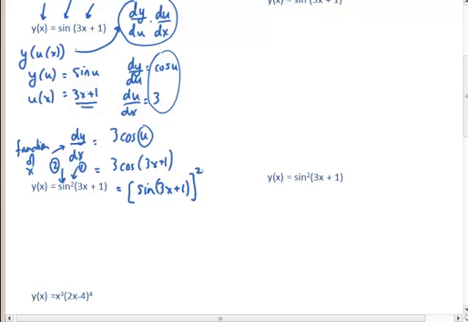So once you have that type of notation correctly thought out, you can write out y as a function of u is equal to u squared. u as a function of v is equal to the sine of v. And v as a function of x is equal to 3x plus 1.